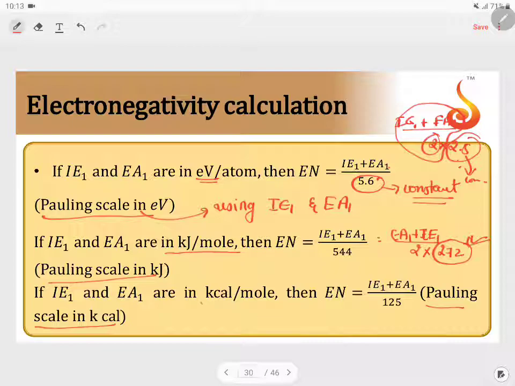Similarly, if the energy values are in kilocalories per mole, then the electronegativity value will be, in the same way, IE1 plus EA1 divided by 125. Actually, this is like IE1 plus EA1 divided by 2 into 62.5. So, this is the conversion factor. Therefore, the previous formula for the Mulliken scale, using electron affinity and ionization energy to calculate the electronegativity values in the Pauling scale with different units, has these conversion factors.